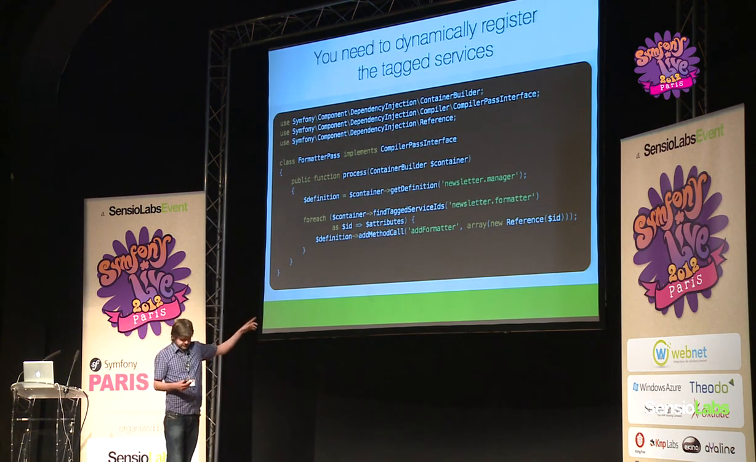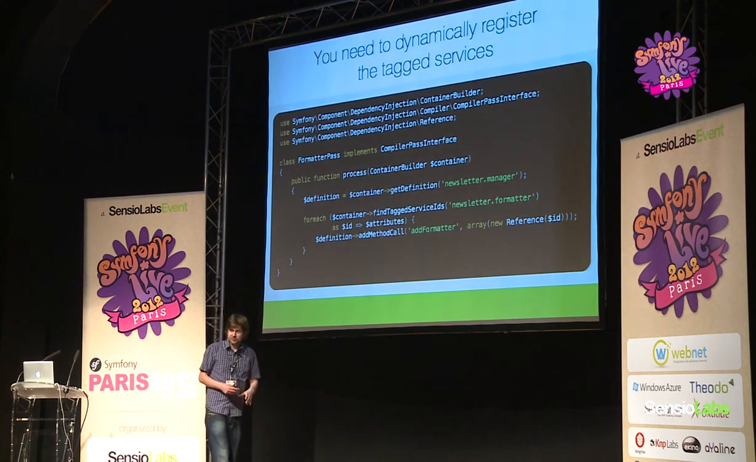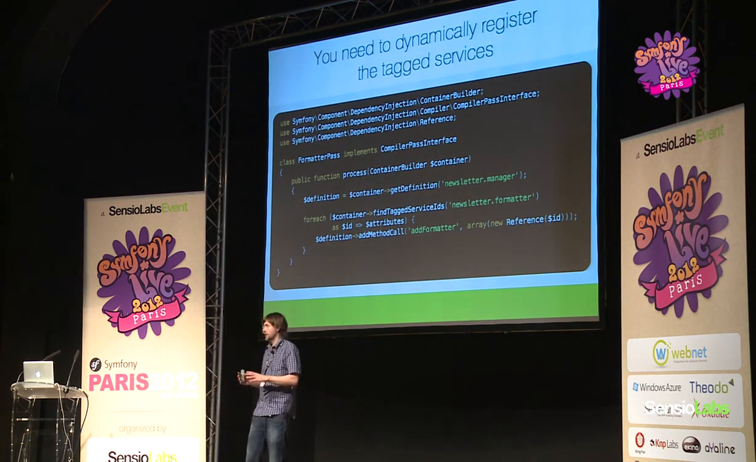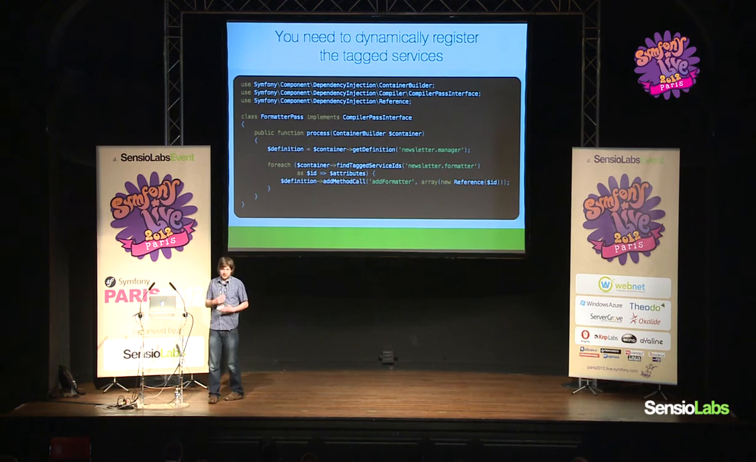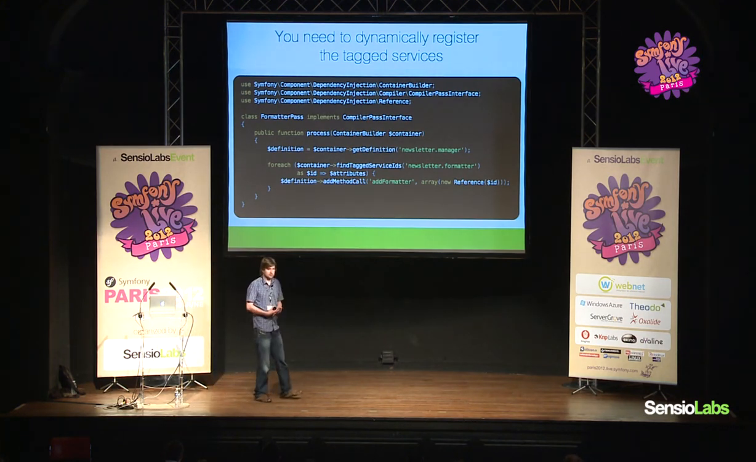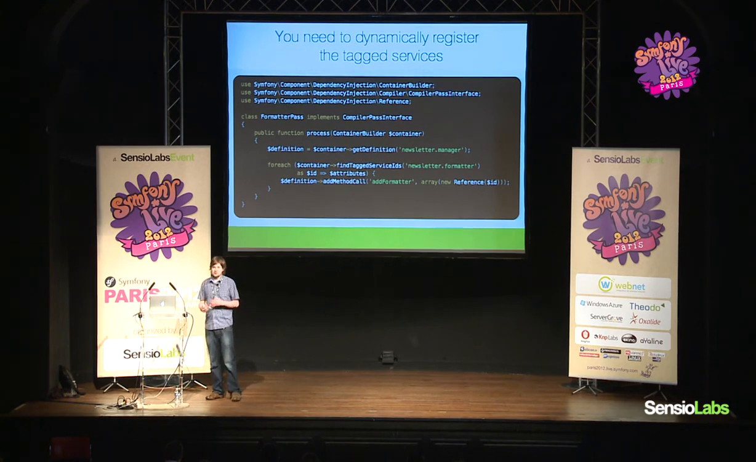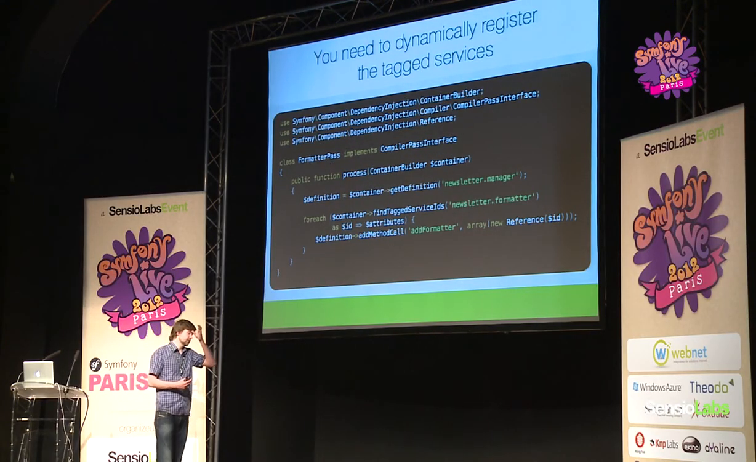Again, this gets passed the container builder, but this time it's the fully configured container, the one that actually has all that configuration. So we can ask it what services it has, and we can manipulate those service definitions. We can do all sorts of stuff. We can change the class that it uses. We can add and remove constructor arguments. We can add extra setter method calls. And that's what we're going to do in this case.